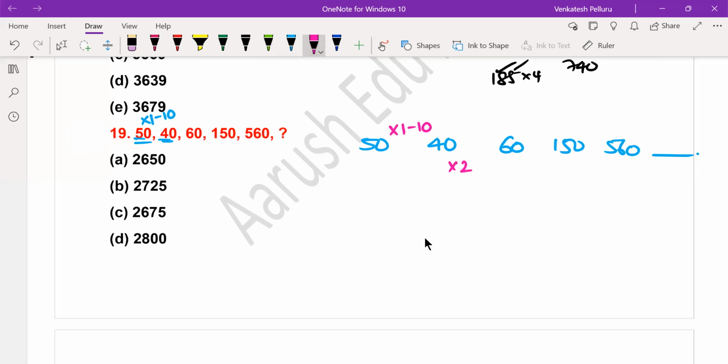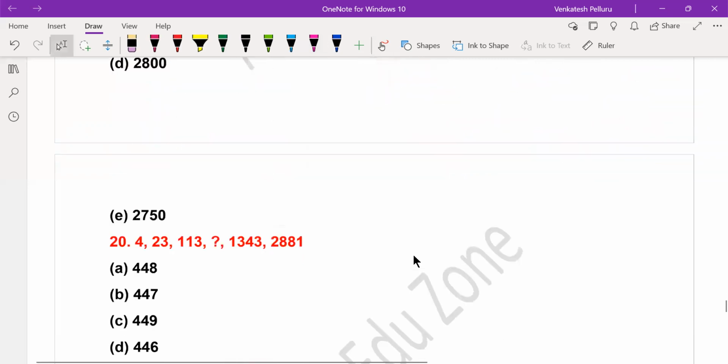So 40 into 2, 80. 80 minus 20, 60. 60 into 3, 180. 180 minus 30, 150. 150 into 4, 600. 600 minus 40, 560. So obviously it has to be into 5 minus 50. So 560 into 5, 2800. 2800 minus 50 will give me 2750. So it's at option E, 2750.